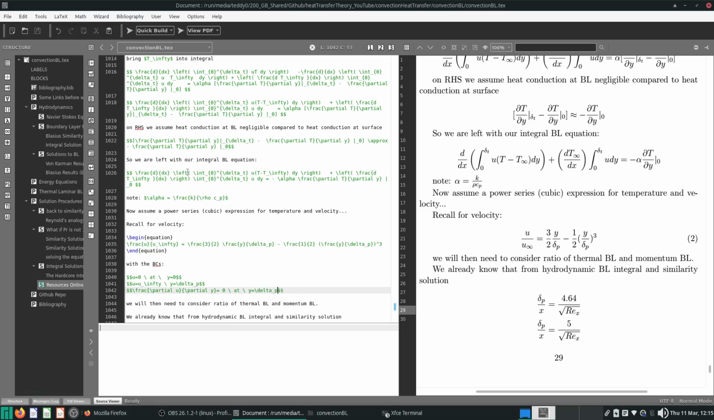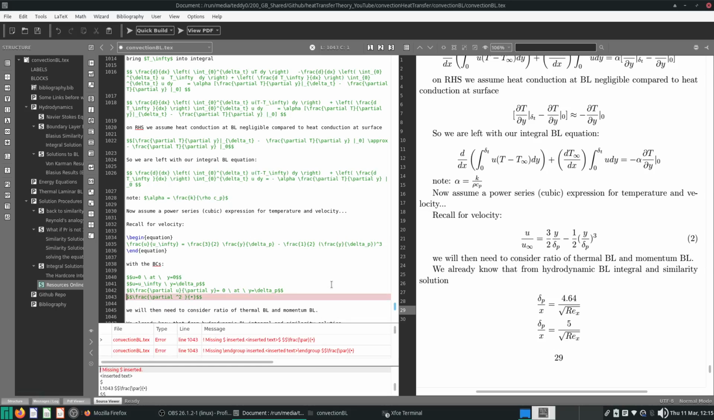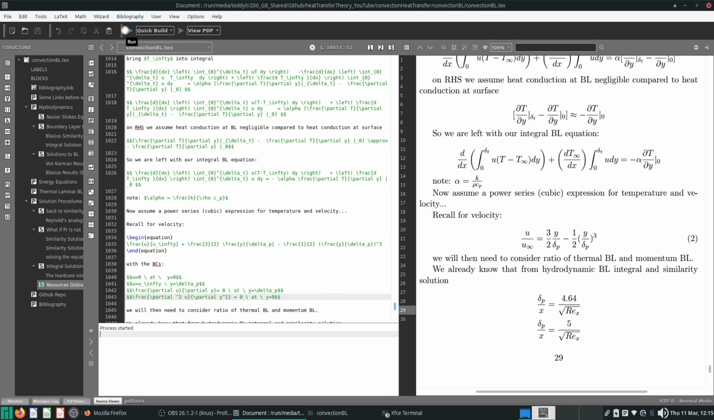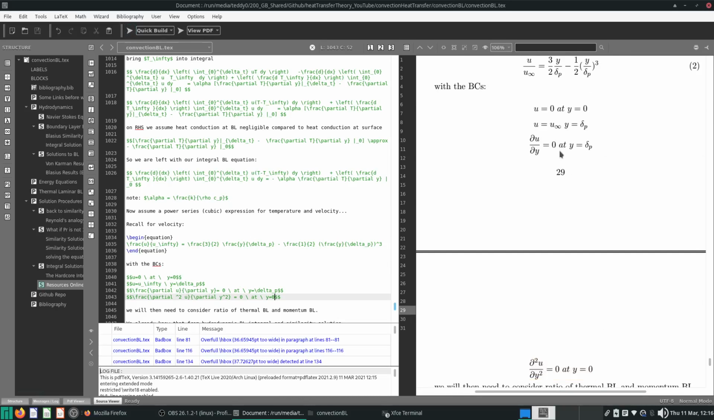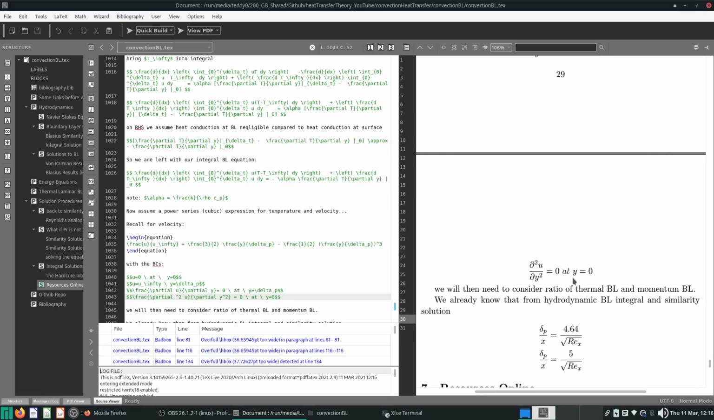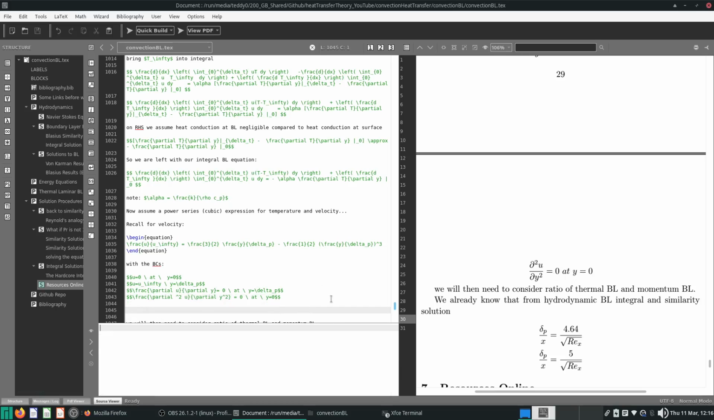So let's compile this. There's one more: the shear stress profile near the surface is linear at y equals 0, and the shear stress at the edge of the boundary layer is pretty much 0. That's why you have del 2u del y squared equals 0.